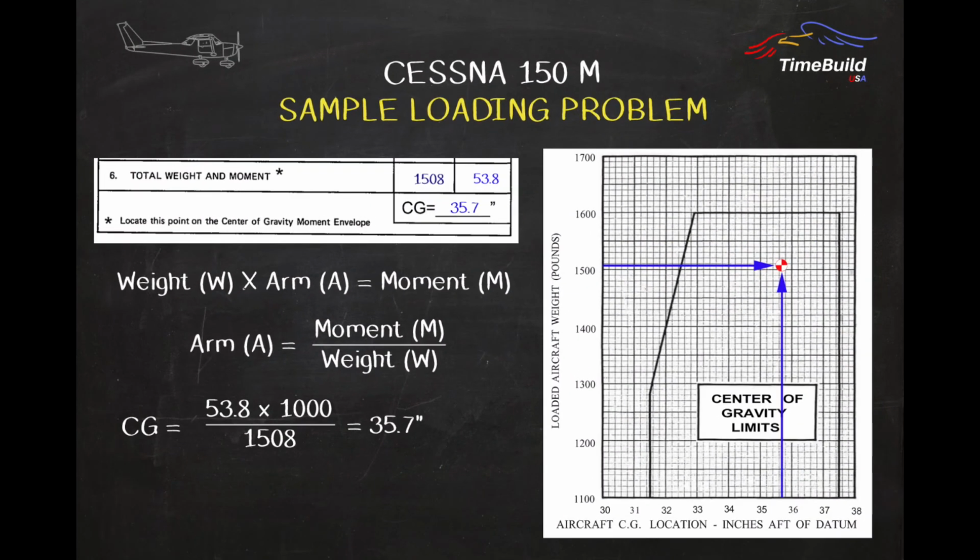An alternative way to check the loading is to compute the center of gravity and use the CG limit chart in the POH. To compute the CG, multiply the total moments by 1,000 and divide the result by the weight. The CG location is found to be 35.7 inches after the datum. Plotting the intersection of the CG and weight on the chart shows the CG to be within limits.